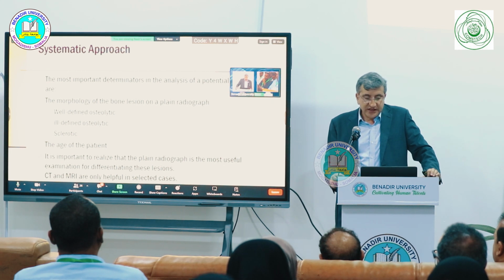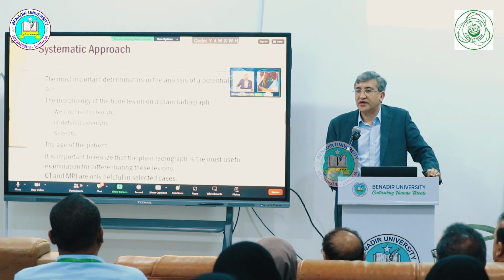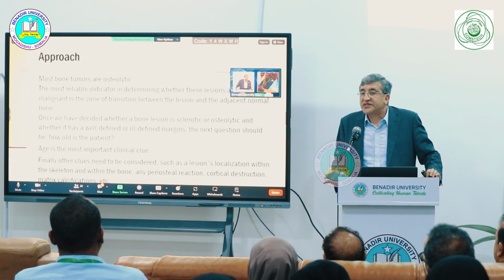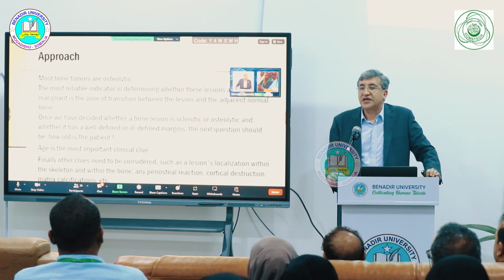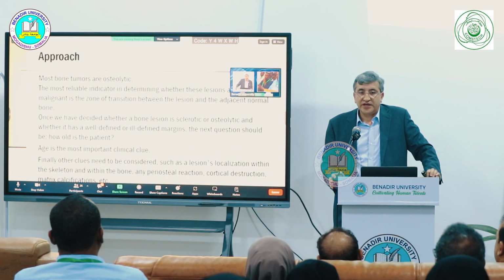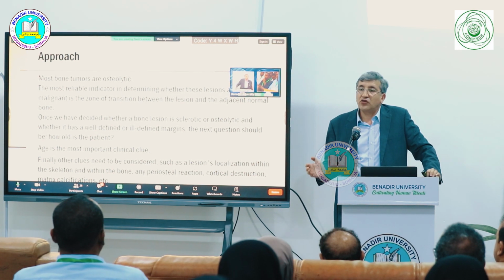So these are the 7 parameters which you have to apply when you see a bone X-ray, bone pathology X-ray. The first is zone of transition. Zone of transition means relationship of the lesion with adjacent normal bone. On the radiological images, it is called narrow or wide.